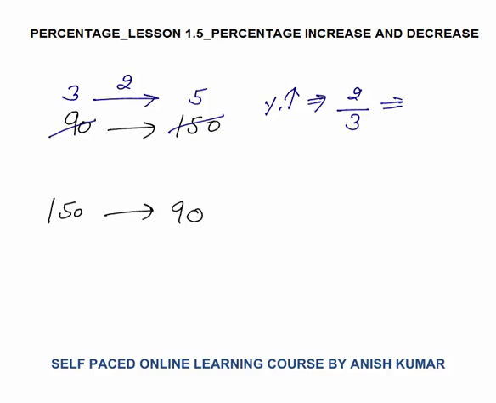Now no need to write into 100, we just understand it in our brain. 2 by 3 is what percentage? 2 by 3 into 100 would be how much? 66 and 2 by 3%. No need to write, it is automatically understood. 2 by 3 into 100.